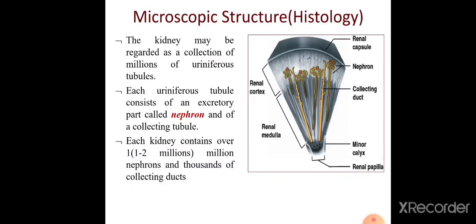Then the microscopic structure of the kidney. Kidney, as we have known, is a collection of millions of uriniferous tubules. Uriniferous tubule means the structure which is filtering the blood, that is the nephron. Each kidney contains over 1 to 2 million nephrons, and thousands of collecting tubules.